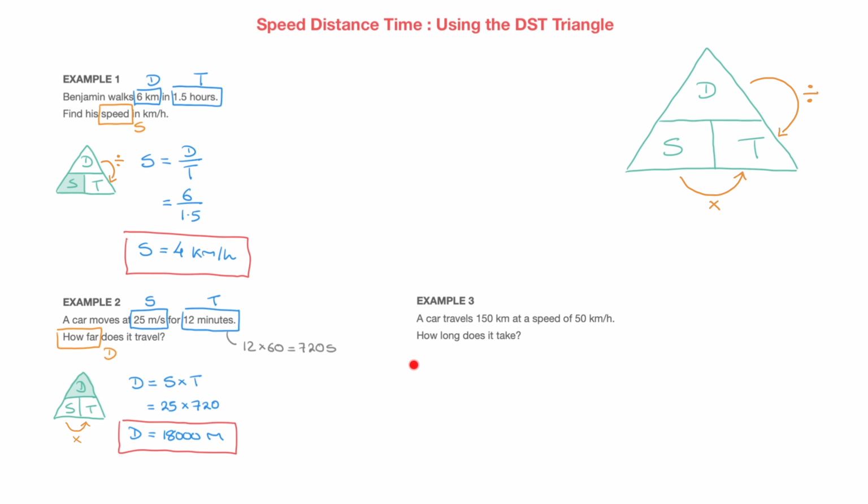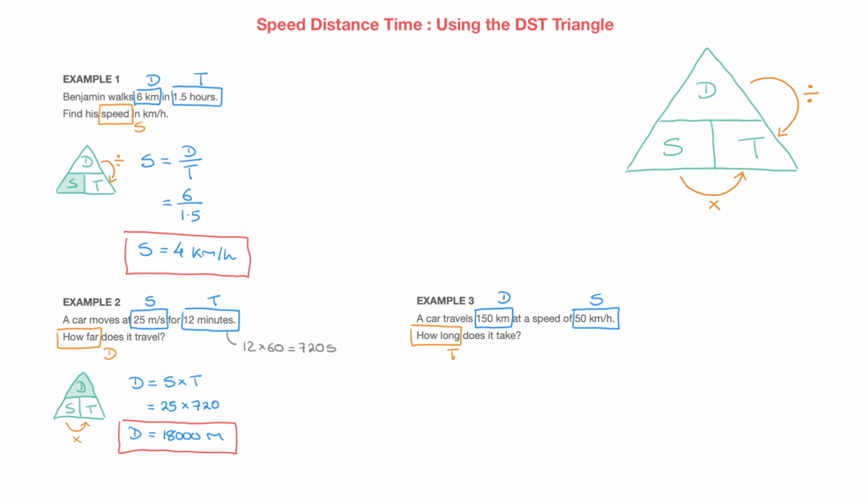Okay, we'll move on to the third and final example, in which we're told a car travels 150 kilometers at a speed of 50 kilometers per hour. We're then asked, how long does it take? Okay, well, once more I'll make note of the information that's given. So we're told that the car travels 150 kilometers, so that's a distance, and that it's traveling at a speed of 50 kilometers per hour, so that's a speed. And hopefully it's clear, we're being asked how long it takes to do that, so we're being asked for a time.